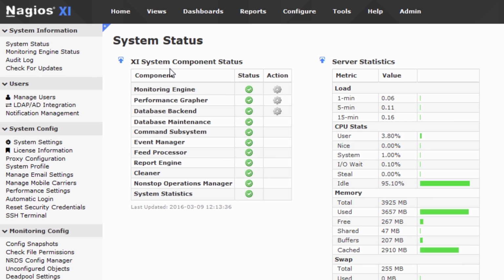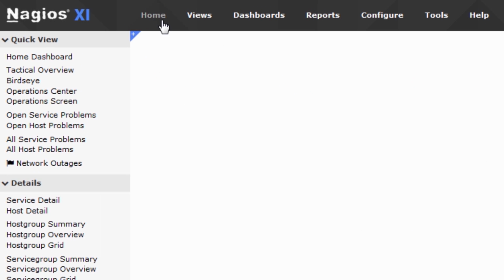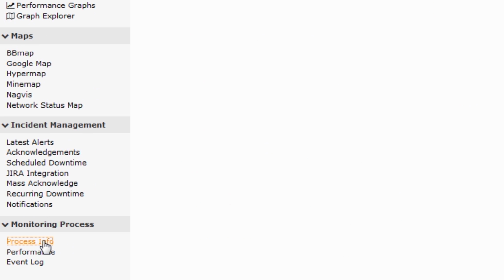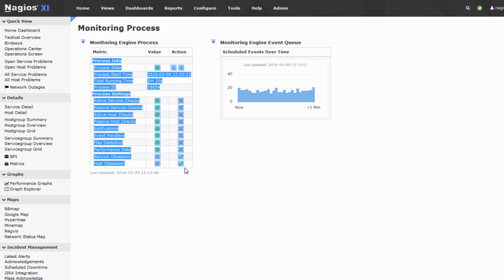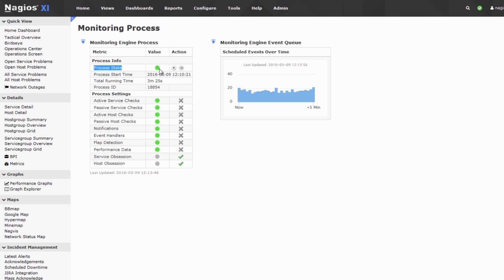Some more advanced statistics can be gathered by going to the home screen and going to Process Info. So once we're in Process Info, you'll see Monitoring Engine Process. This is actually the Nagios process being monitored. First of all, up top, we have a process state, which indicates whether or not it's running. And then we have a process start time, total run time, and a process ID. So good to keep in mind.